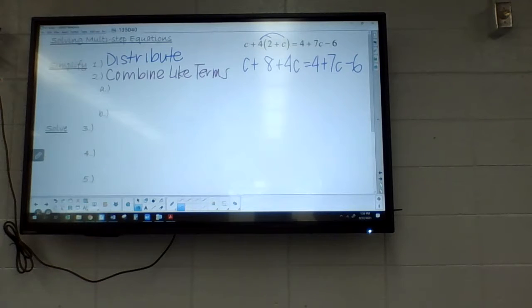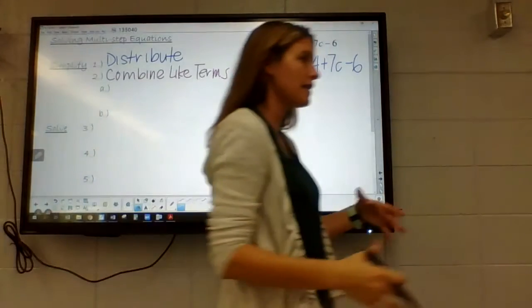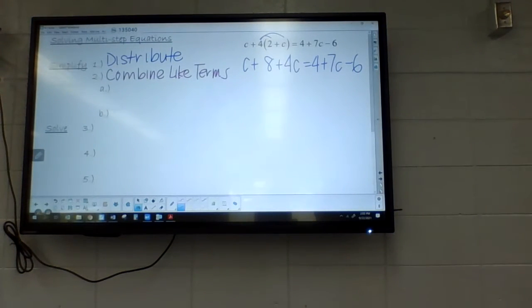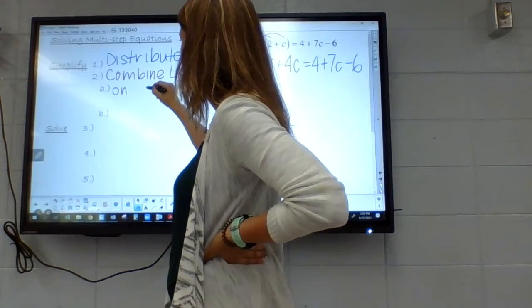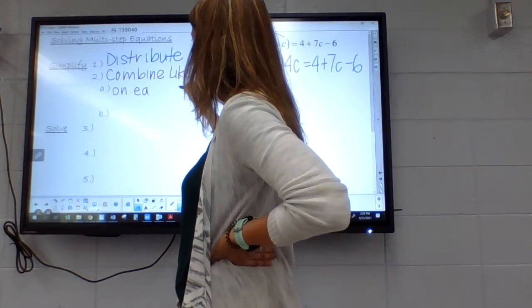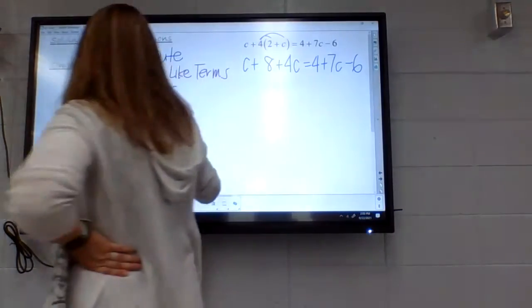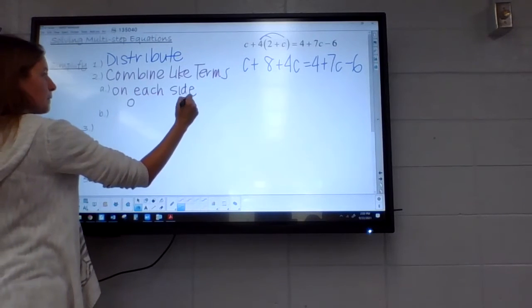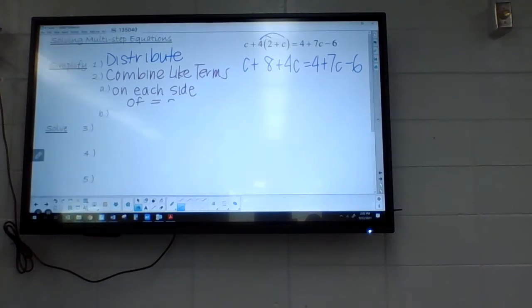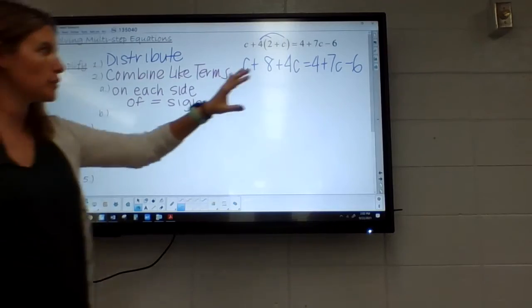So to combine like terms, what I like to do first is stick on one side of the equal sign, or on each side separately, and then I'll bring them together. So on each side first, I'm going to start on each side of the equal sign. I'm going to look at the left side, I'm going to look at the right.